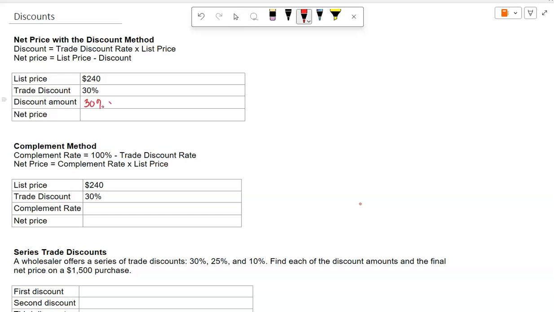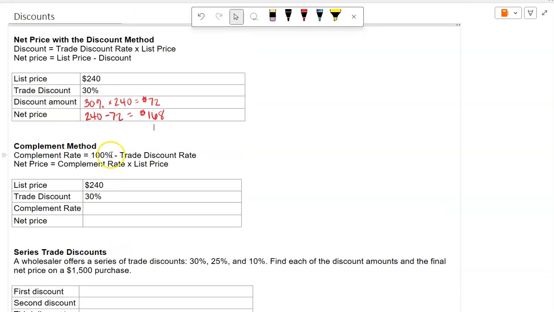So 30% times 240 gives me a discount amount of $72. So after a 30% trade discount, they're going to save $72. I subtract the discount amount from the list price, giving me a net price of $168. So after the 30% discount, the retailer only has to pay $168.